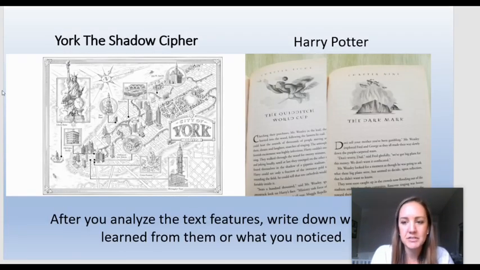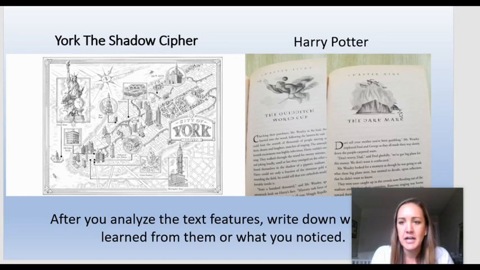So here I have a couple of examples of text features that I have seen in fantasy novels before. This text feature is from the book York, the Shadow Cipher. This is a map of the city of York that's in the beginning of the book. This can give us a lot of information and help us better understand the story as we read it, by being able to look back at that map and figure out where the characters are traveling or where they're at in that moment in the story. So this is a pretty important text feature, and that's why the author included it.